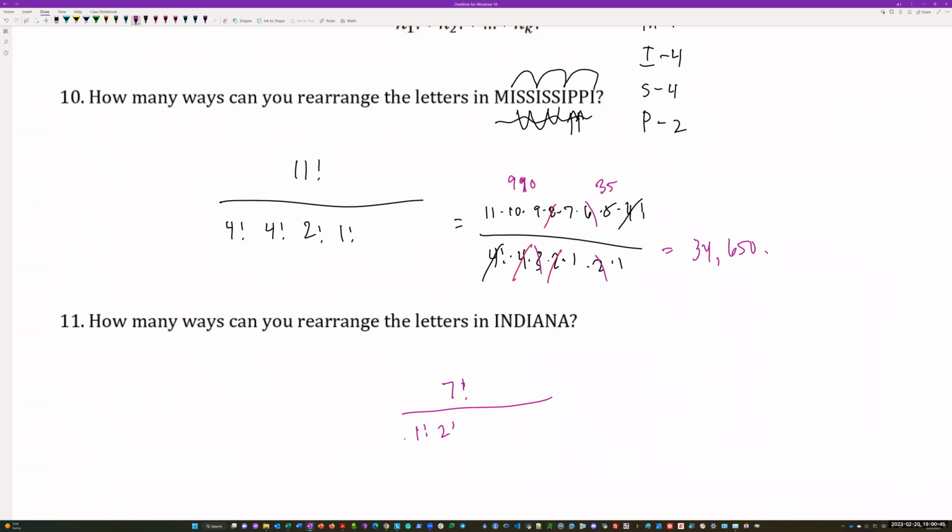One factorial, 2 factorial. And then one more. Because there's 2 n's, there's 2 a's, and there's 2 i's. Is that right?